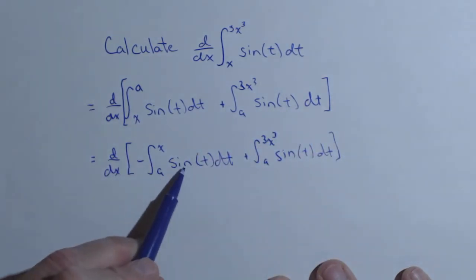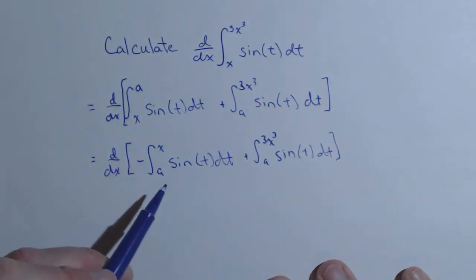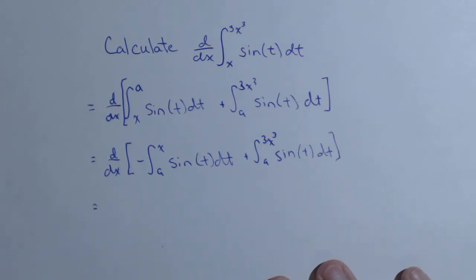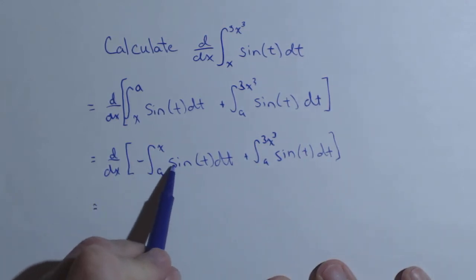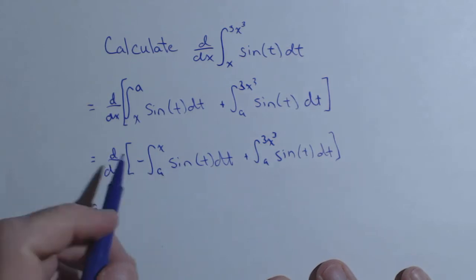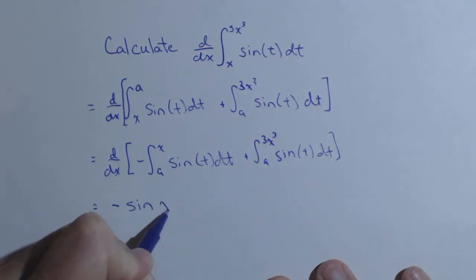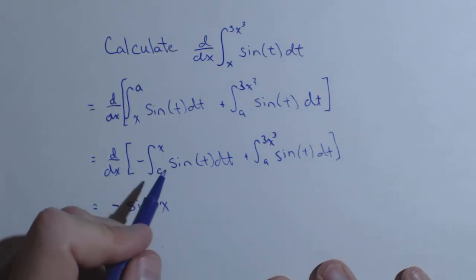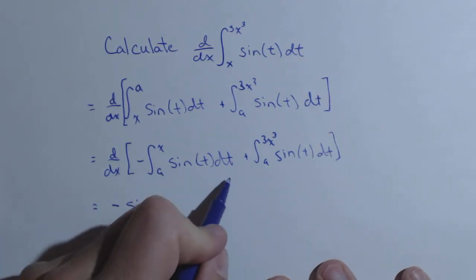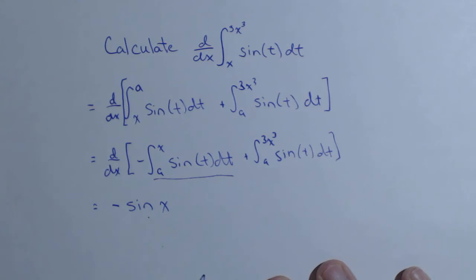Now, we could go ahead and find the antiderivative, plug in the limits, and then take the derivative, but we know, based on the fundamental theorem, that if we take the antiderivative and then take the derivative back, what we're going to end up with is a negative sine of x. Because sine of a is just a constant, when we take its derivative it'll be 0. So this is for this first part here.